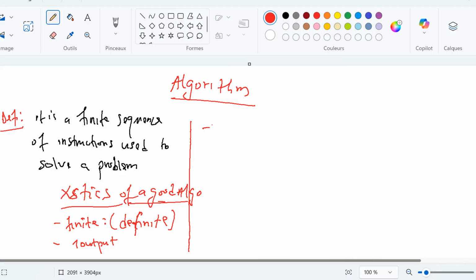Now the next point here is that it can take zero or more inputs. Let me just write big. It can take 0 or more input. So this one is also very important. Example of an algorithm that takes 0 input.